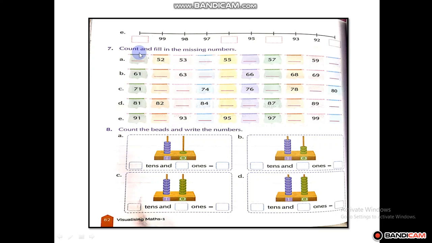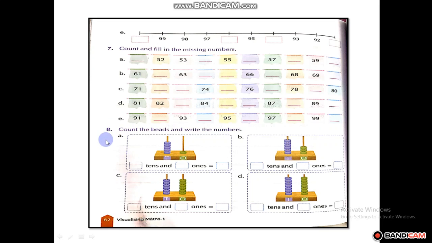Then question number 7, count and fill in the missing numbers. This also children, here it will be 51, 52, 53, 54 in this way. Clear children? You must be knowing how to do the counting.